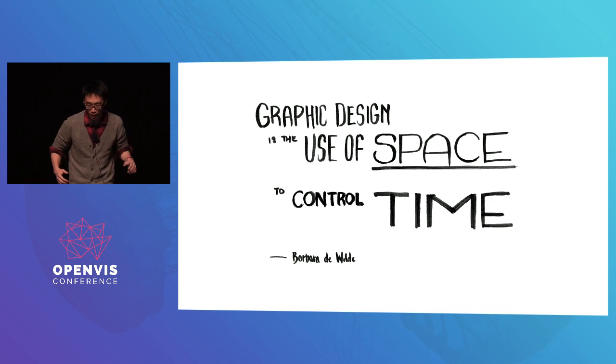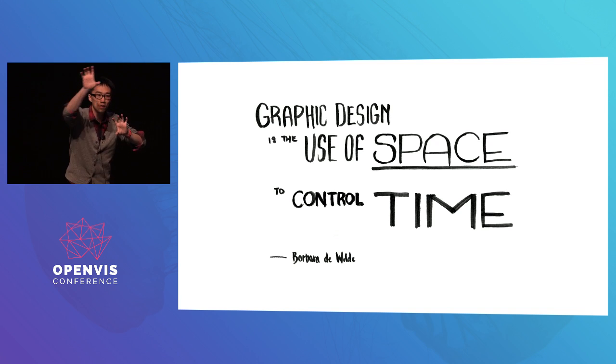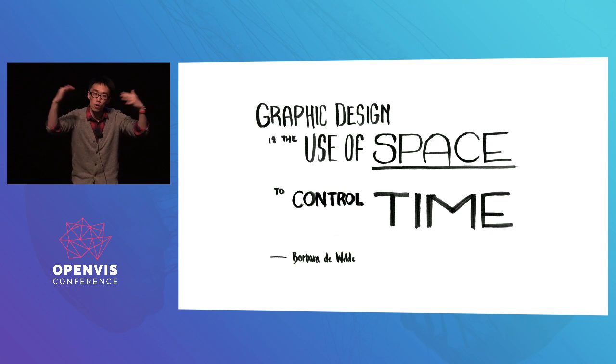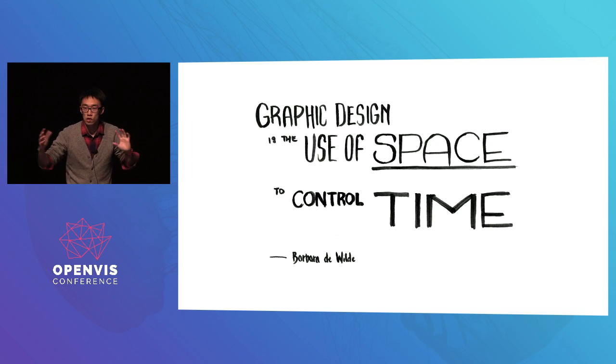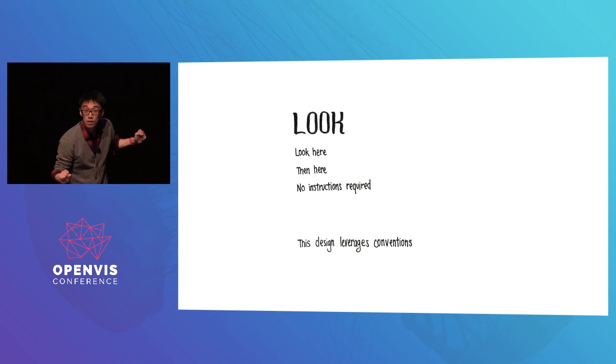And what does she mean by that? It means that graphic design is about manipulating things. I'm going to put this thing here, I'm going to put this thing here, I'm going to put this thing here. And you can use that ordering of how things are positioned in space to control your experience of things. So you're going to look at this first, and you look at this next, and you look at this next. So I'm going to show you this.